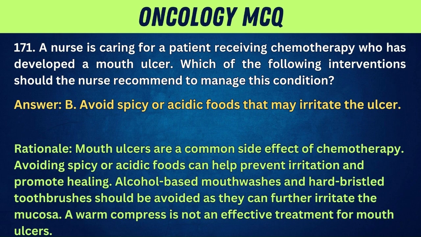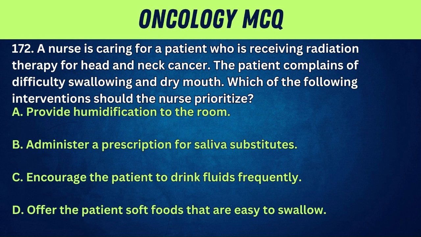Rationale: mouth ulcers are a common side effect of chemotherapy. Avoiding spicy or acidic foods can help prevent irritation and promote healing. Alcohol-based mouthwashes and hard-bristled toothbrushes should be avoided, as they can further irritate the mucosa. A warm compress is not an effective treatment for mouth ulcers. 172. A nurse is caring for a patient who is receiving radiation therapy for head and neck cancer.